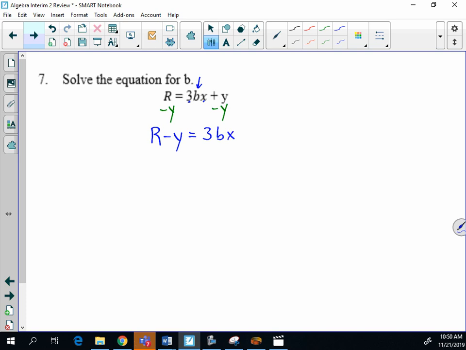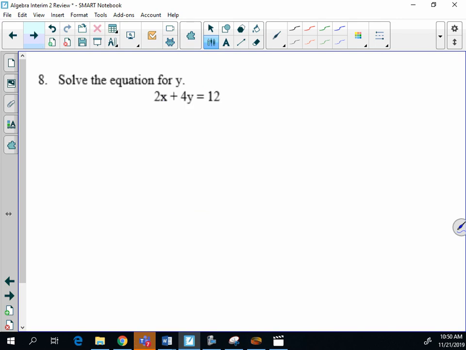x. Now, as mentioned before, both of these are being multiplied times b. So I need to divide both sides by both of them. 3 over 3 becomes 1, x over x becomes 1, and now I have b all by itself, and on this side, r minus y divided by 3x is the correct answer for solving for b. Let's take a look at number 8. This time we are solving for y.